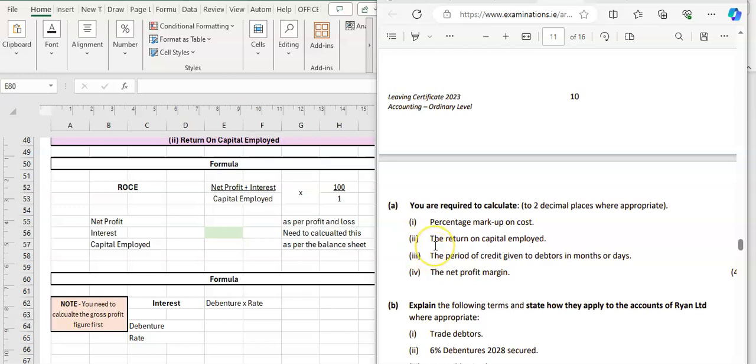Okay, so let's have a look at the second ratio that you need to calculate for Ryan 2023, and it's looking at the return on capital employed. So we need to know what the formula is. The formula is our net profit plus interest divided by our capital employed.